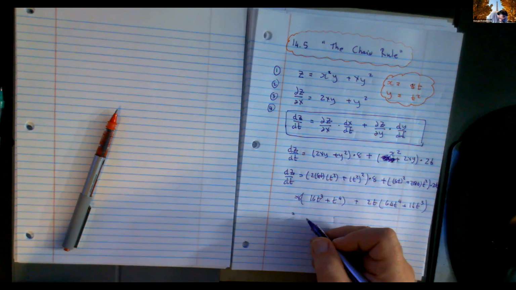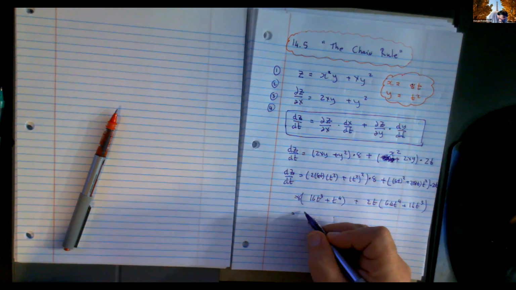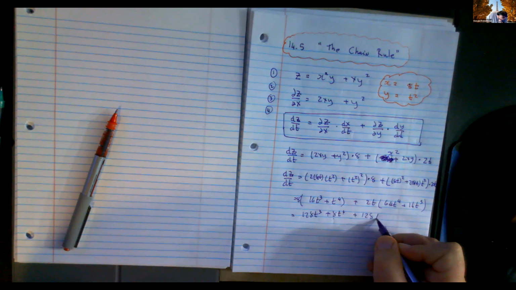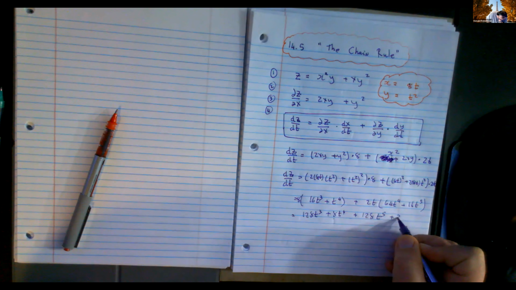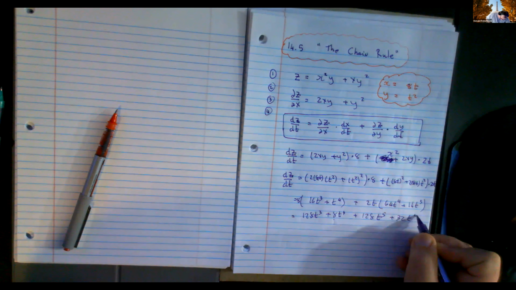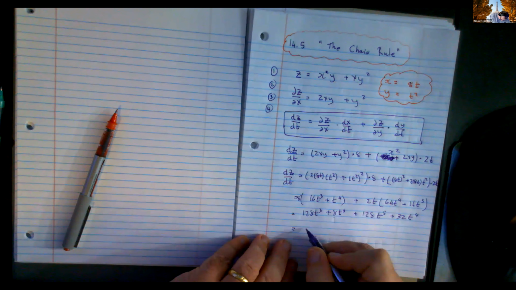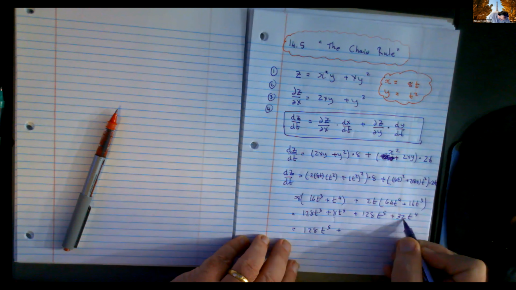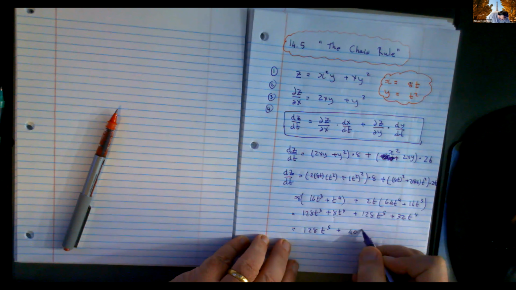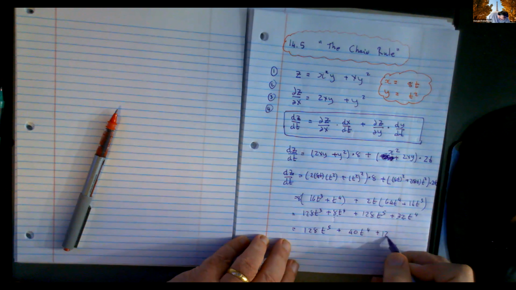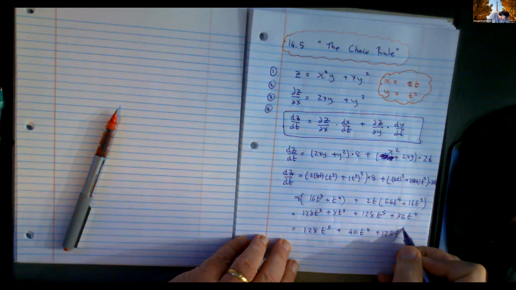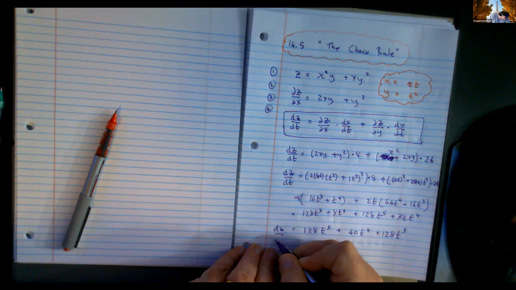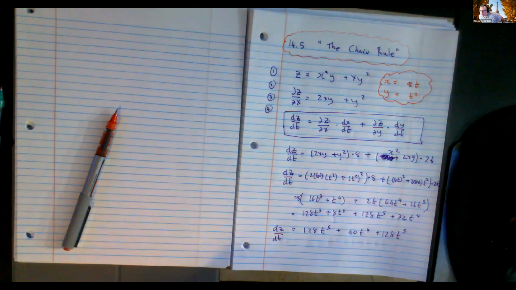And 8 of these guys, and 128 of those guys, and 32 of those guys. And finally, after a lot of moving stuff around, I believe that the answer you get is that. Are we comfortable about the process of finding dz by dt using this chain rule formula?